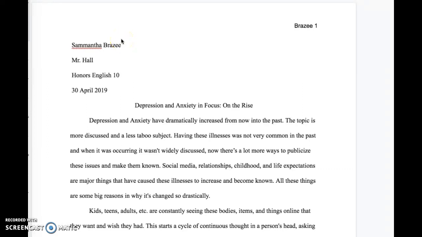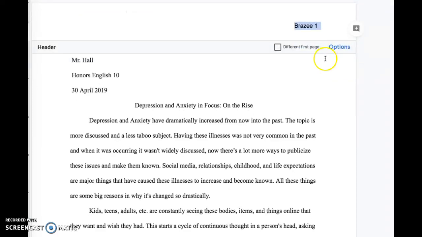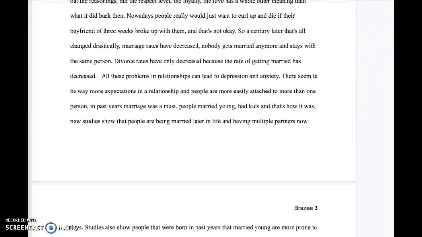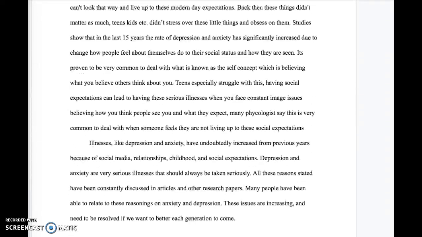I'm going to check out the MLA format. Your title is good. This is good. This is not actually in Times New Roman size 12. This is in Arial, right there, Arial 11. You need to make sure that's in Times New Roman 12. And then as we get down, I don't see any in-text citations.